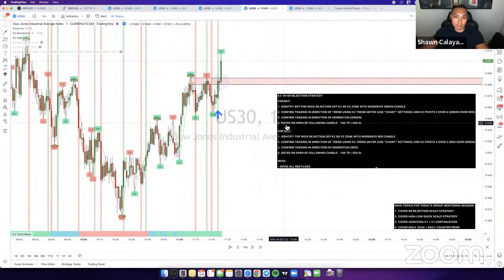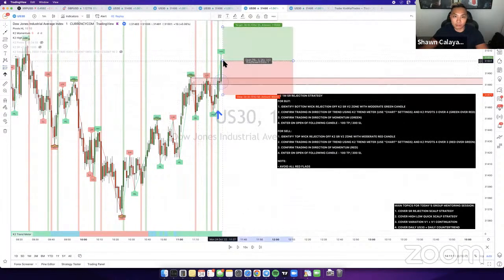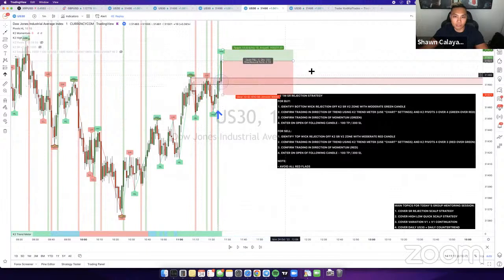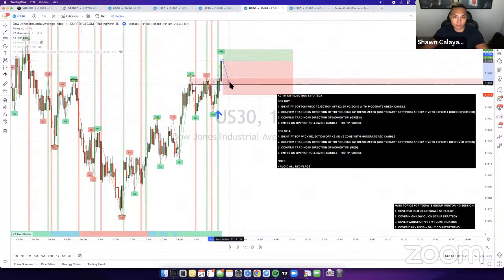Once you have all those met, you can enter on the open of the following candle. You'll enter a long position right here. Your TP and stop loss is set to 100 pips TP, 300 pips stop loss, just to have some cushion there in case price does retrace, because typically price may retrace halfway or to the entire candle before pushing up.